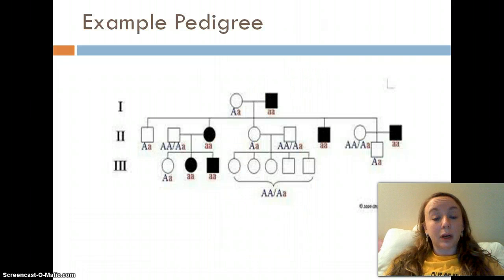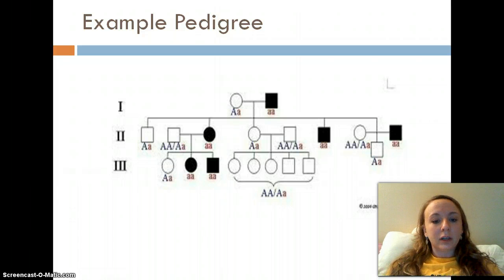So here's an example of a pedigree chart. Like you all did in class, we know the genotypes of everything that is filled in because they exhibit that trait, so we know that they're homozygous recessive. And then from there we worked backwards to determine the parents, grandparents, and siblings.